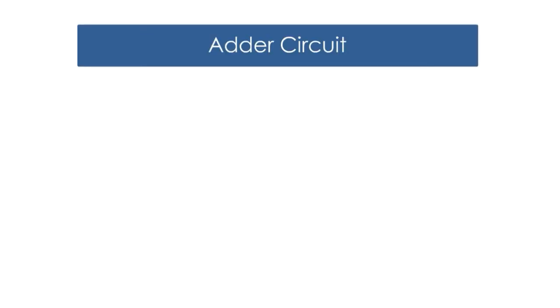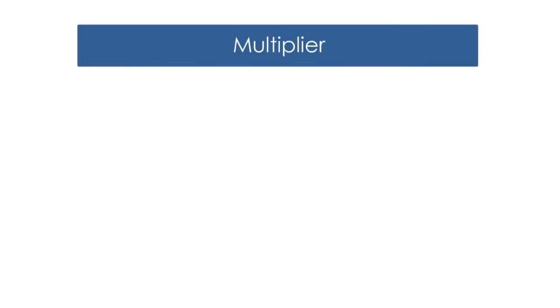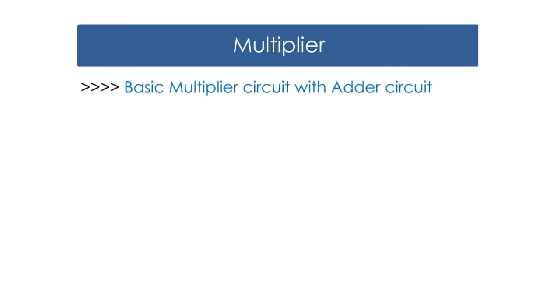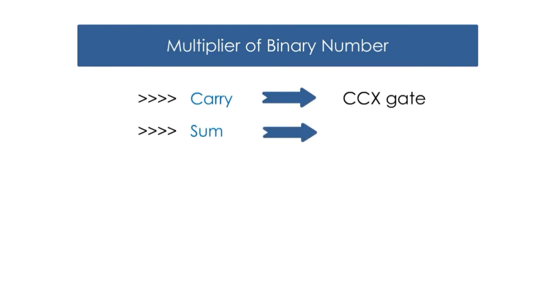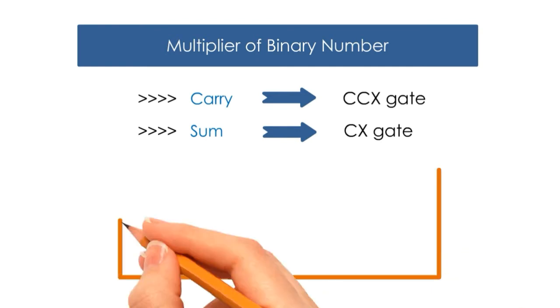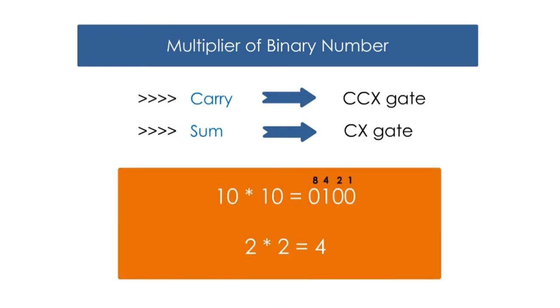As we have already learned about the adder circuit for adding 2 qubits, in this tutorial, we will be learning about a basic multiplier circuit with adder circuit. Firstly, let us learn about multiplication of binary numbers. The basic multiplier circuit consists of carry, that is given by the CCX gate, to multiply 2 binary numbers. And then, sum up each rank, that is given by the CX gate. Multiplying binary numbers is the same as multiplying real numbers.